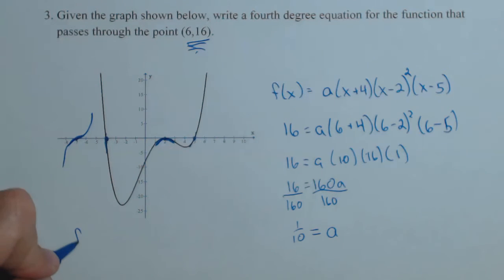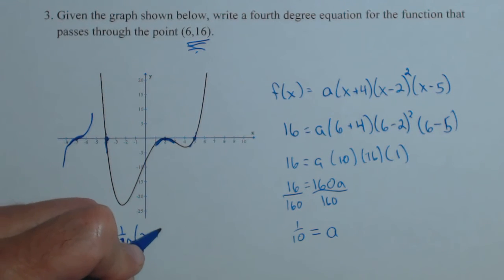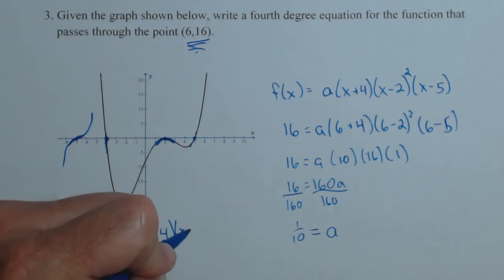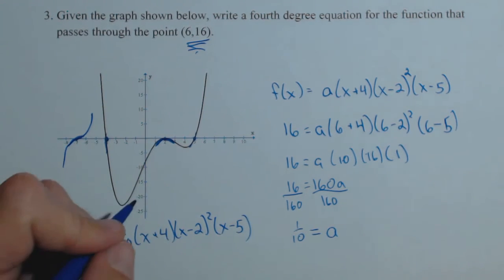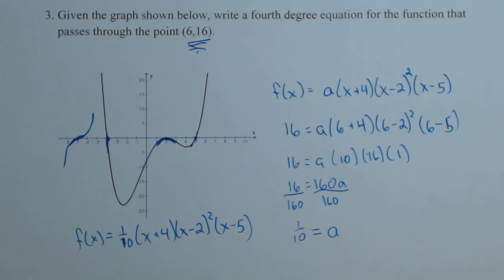So our polynomial for this that would give this exact graph is 1/10, and you can just leave it in factored form. Always leave it in factored form unless you're told explicitly to do otherwise. There is our polynomial, and you can always graph it in your calculator to check.